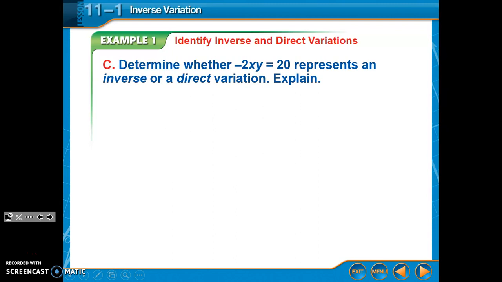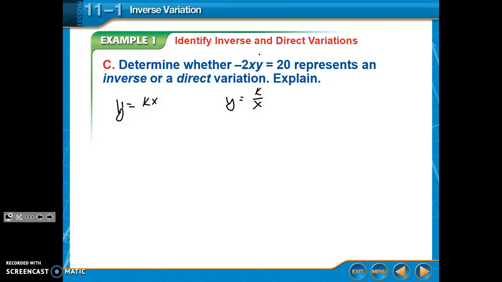Okay. We want to also be able to look at an equation and determine if it's direct or inverse variation. So before we had the two equations y equals kx and y equals k over x. I want to look at these and see which way this looks more like. So both of these have y by itself.